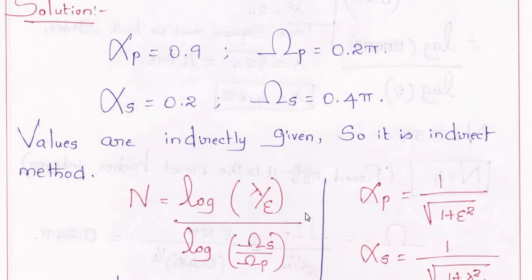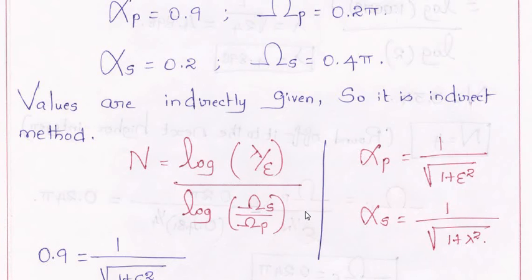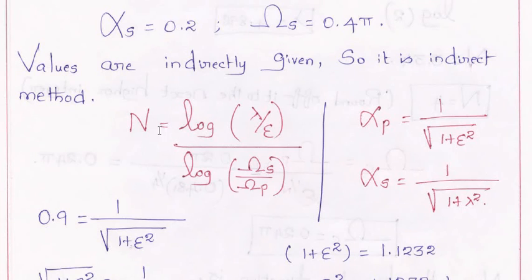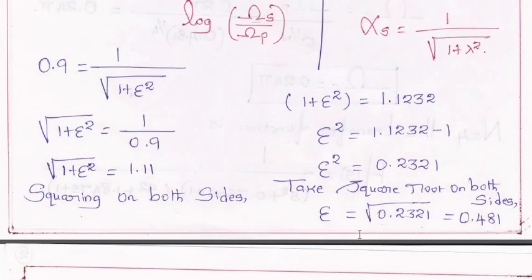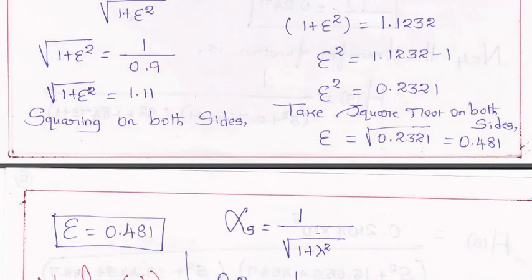So here this is the indirect value, so you have to use the indirect formula. N is equal to log of (λ divided by ε), divided by log of (Ωs divided by Ωp). Alpha p you already know: 1 divided by square root of 1 plus ε², alpha s is equal to 1 divided by square root of 1 plus λ². Substitute this 0.9 here, then you have to calculate the value of epsilon. Epsilon square is equal to 0.2321, then epsilon is equal to 0.481.